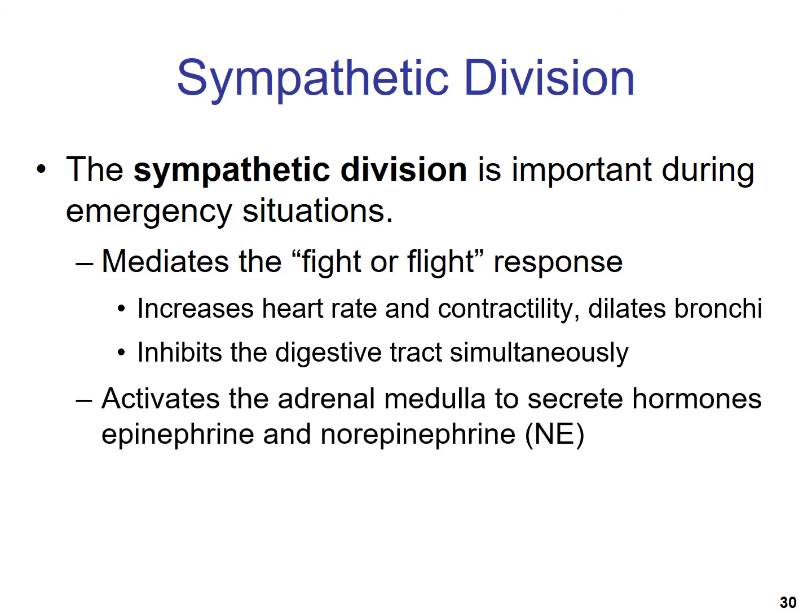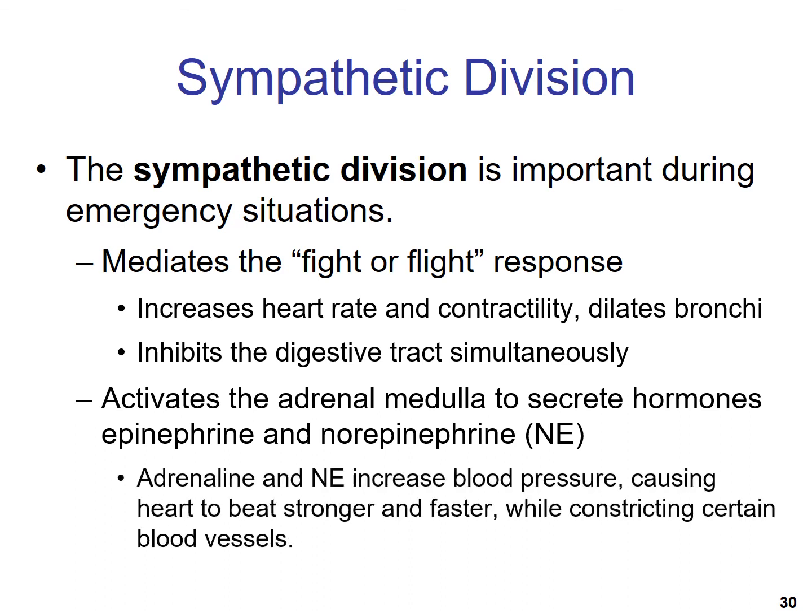Okay, so the sympathetic division also causes the adrenal medulla to secrete epinephrine and norepinephrine. So epinephrine is what you would know as commonly as adrenaline. And so adrenaline and norepinephrine, these increase blood pressure that cause the heart to beat stronger and faster, and they'll also constrict other blood vessels. And so where would the blood vessels be constricted?